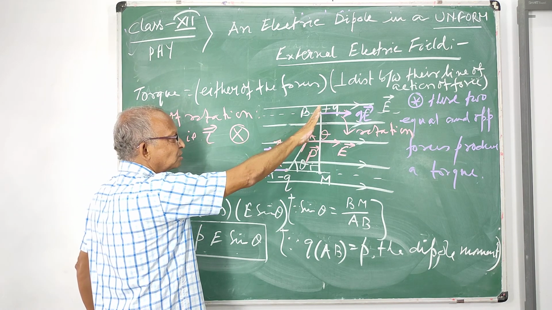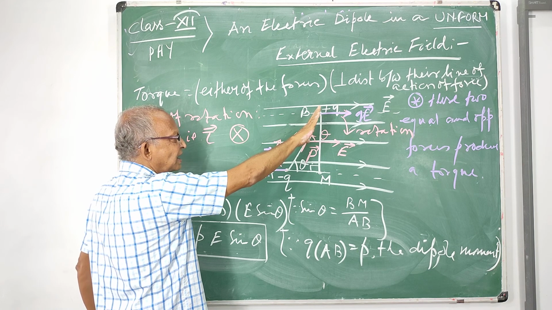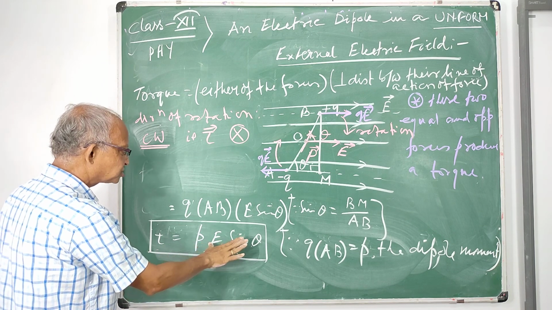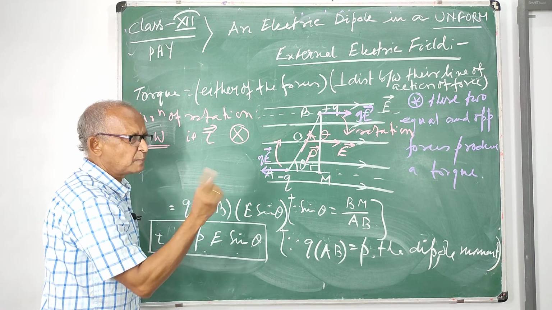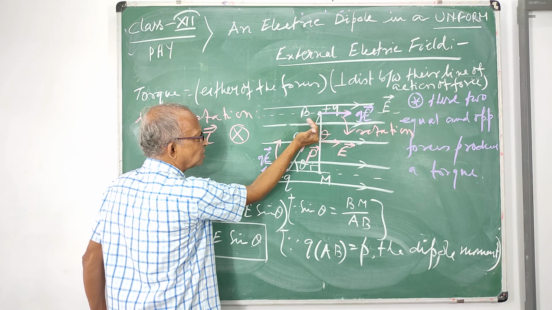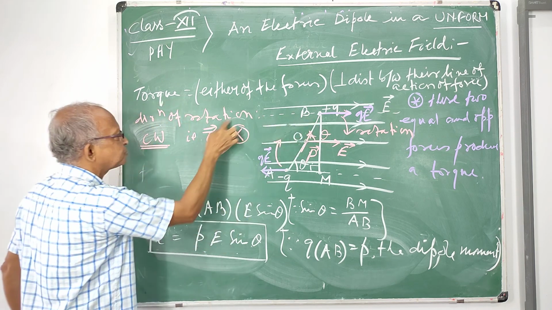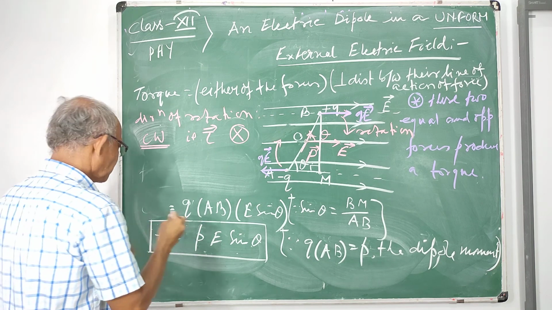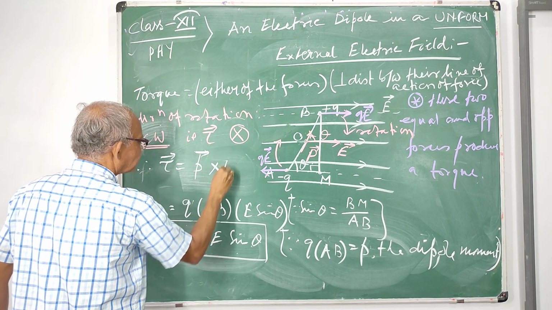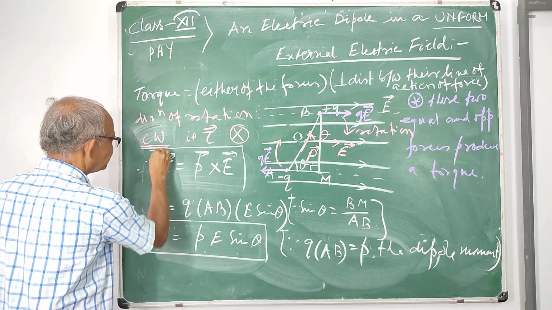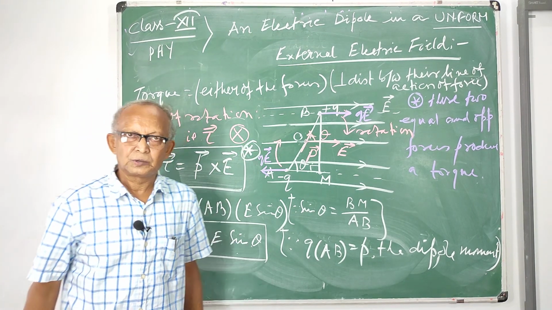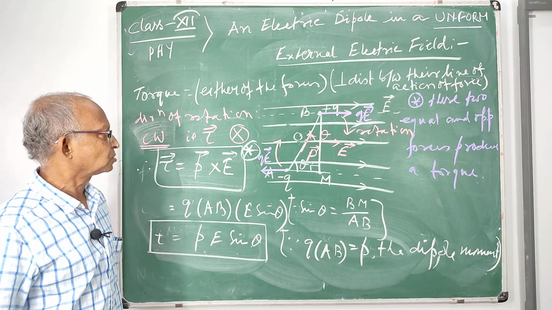So the torque can be expressed as tau equals PE sin theta, and we can say that it is P cross E, not E cross P. I am repeating: for E cross P, the palm is along E, then I curl towards P, and the thumb points outward, so it does not satisfy this direction. Therefore tau equals P cross E, a very useful expression for your topic. Almost every year questions are asked in the board exams based on torque.